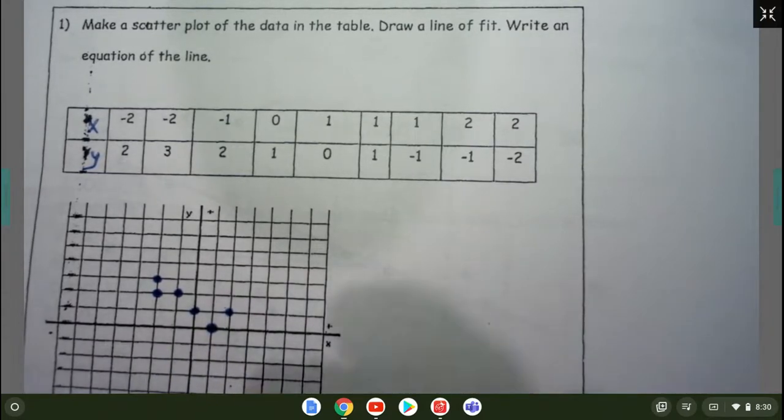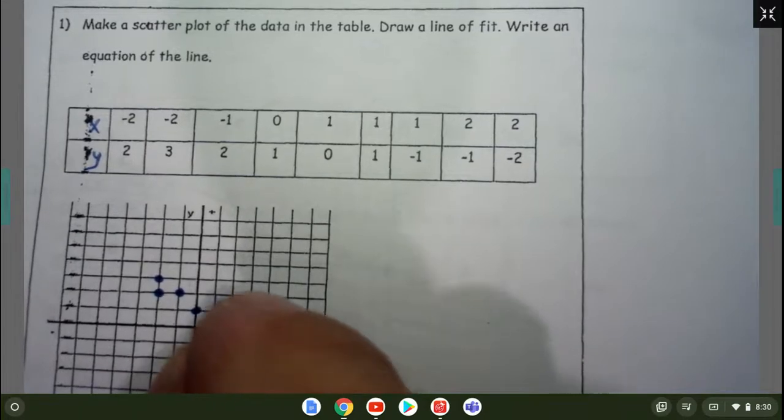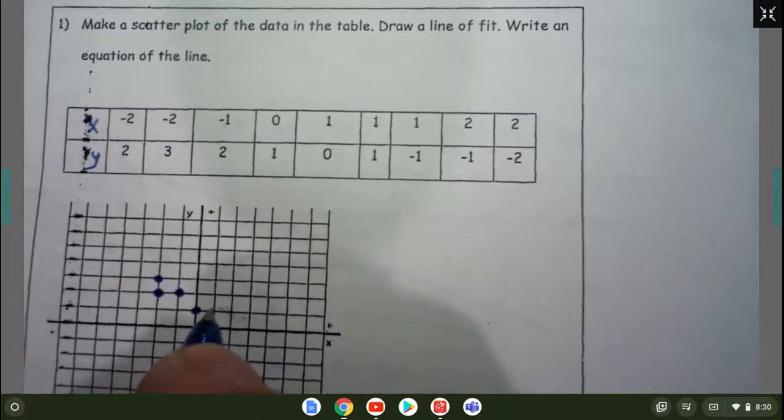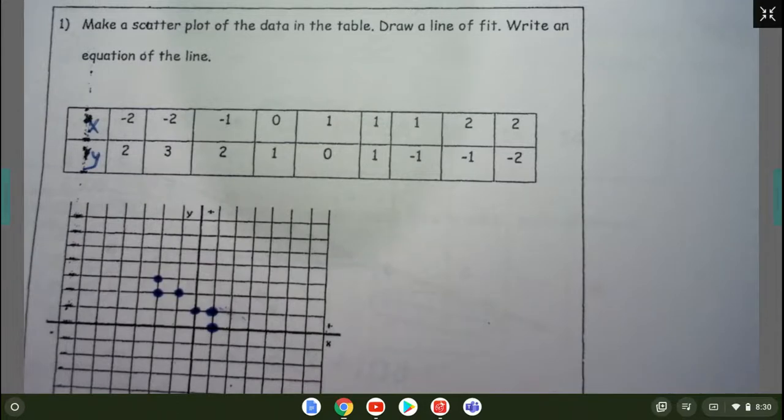1 and then 0. Whoops, that wasn't 1, 1, that was 2, 1. Get rid of that point. 1, 1. 1, -1. 2, -1. And 2, -2.